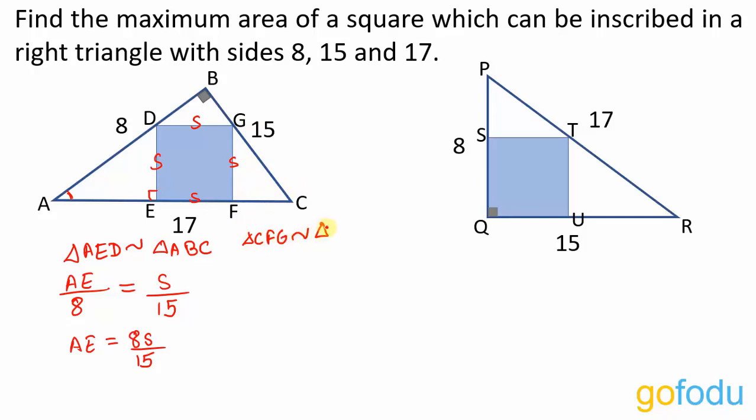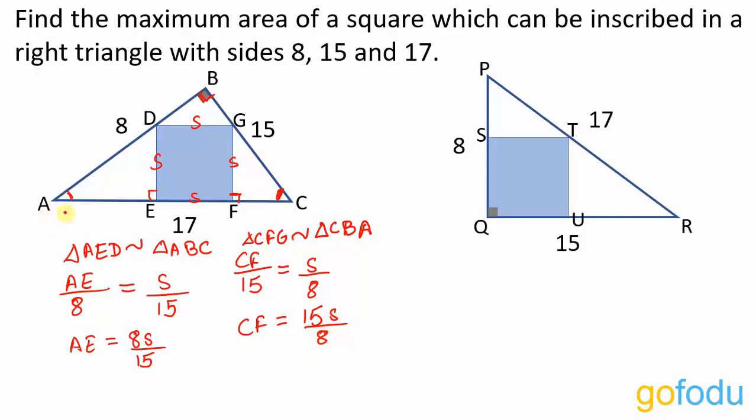Similarly, this triangle CFG will be similar to triangle CBA. Angle C is common in both the triangles and this angle is 90 degrees. Similarly, this angle is also 90 degrees. So CFG will be similar to CBA. Corresponding sides: CF upon CB, CB is 15 units, will be equal to FG. FG is s upon BA. BA is 8 units. So CF will come out to be 15s upon 8.